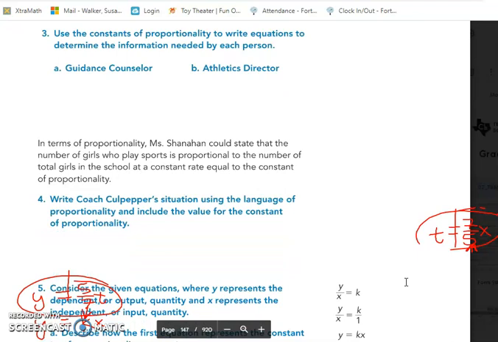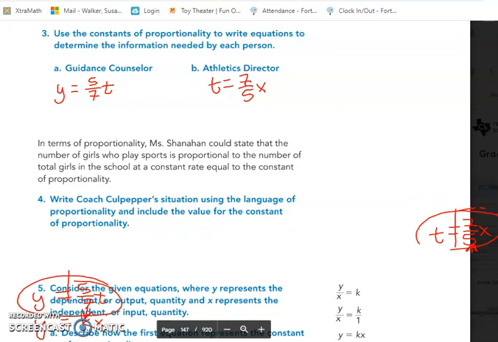So we actually already did this. It says use the constant of proportionality to write equations to determine the information for each person. Now we can change this up. So for the guidance counselor, remember we had Y equals 5/7 T. And for this one we had T equals 7/5 X. I probably should have used S for sports, but I never like using S as a variable because my S's and my 5s look alike.